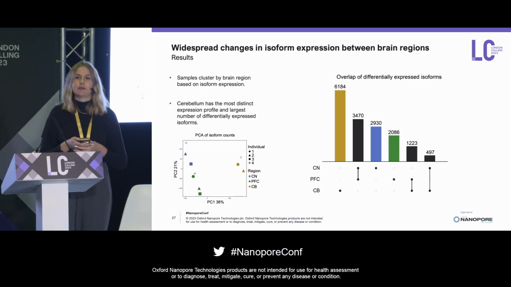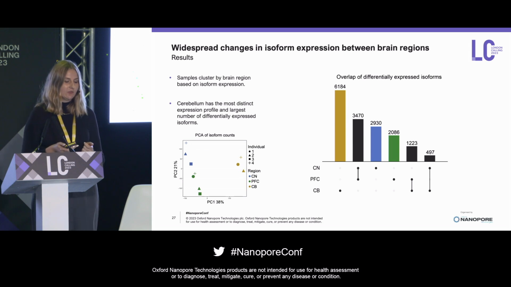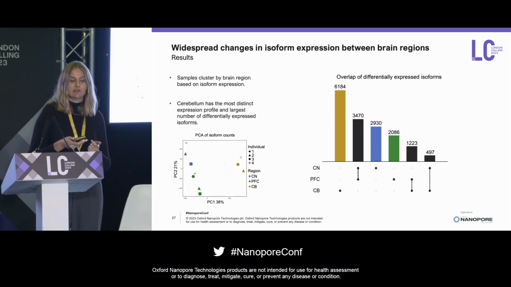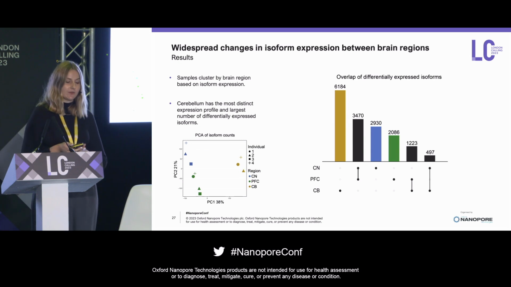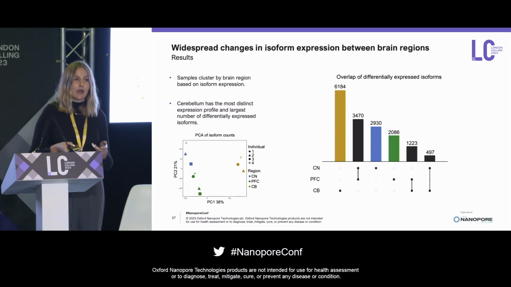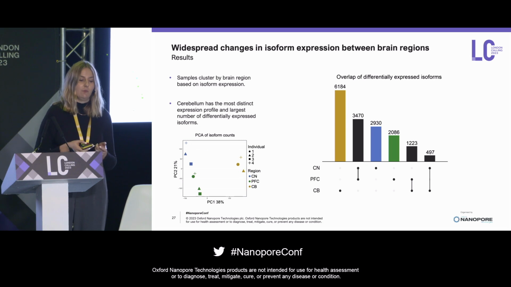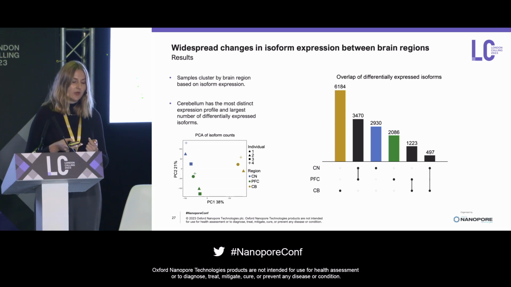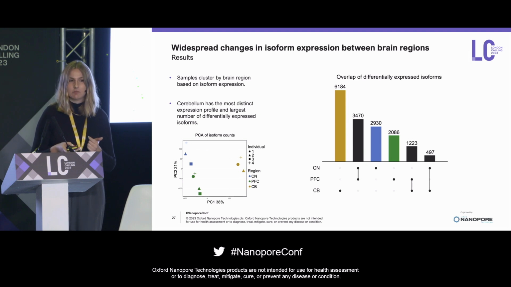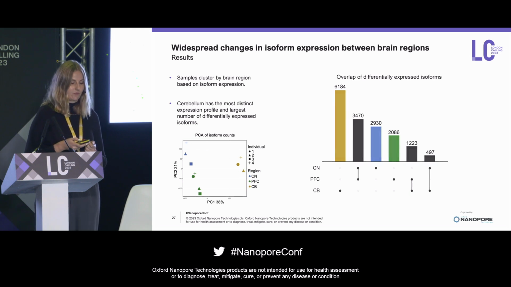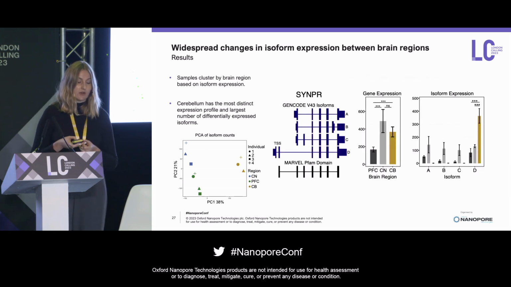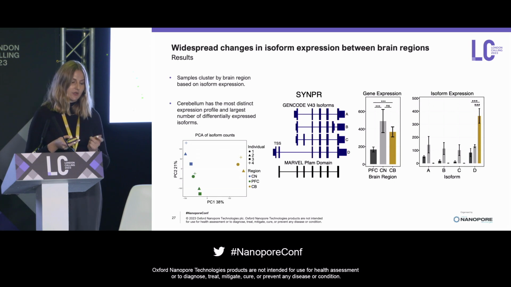Because direct RNA sequencing allows us to accurately quantify isoforms, we were able to identify widespread changes in isoform expression between the brain regions. We can see in the PCA plot on the left here that the samples are clustered by their brain region based on their isoform expression. On the right, the plot shows us where all of our differentially expressed isoforms are coming from. So we can see most of them are specifically upregulated in cerebellum, followed by those that are upregulated in both PFC and caudate nucleus.